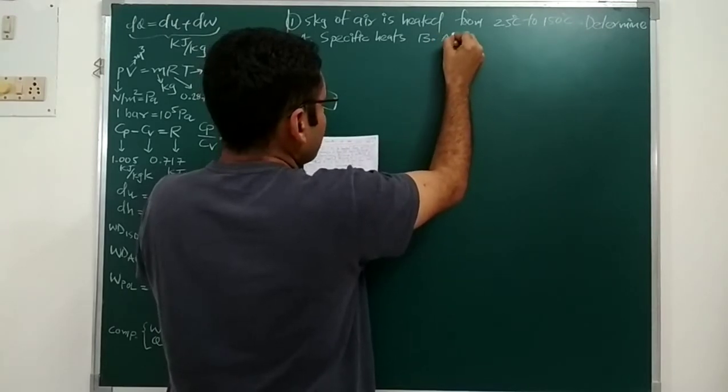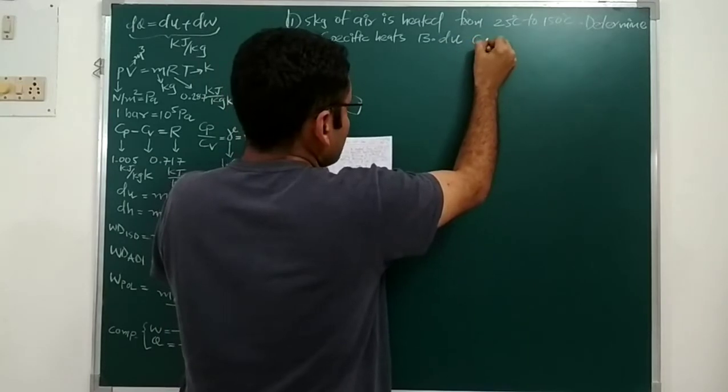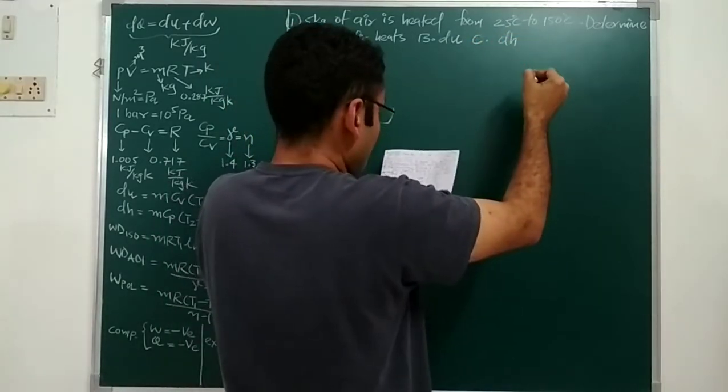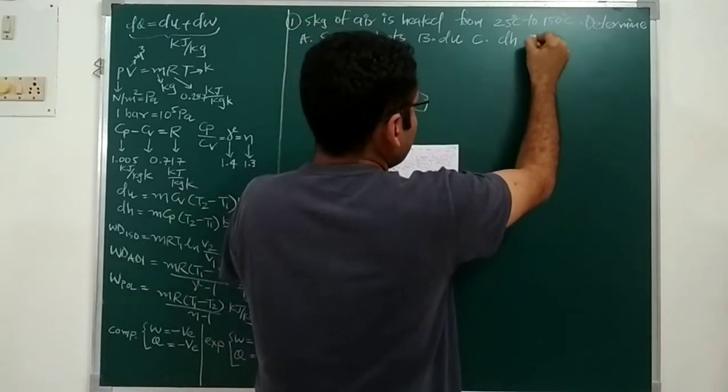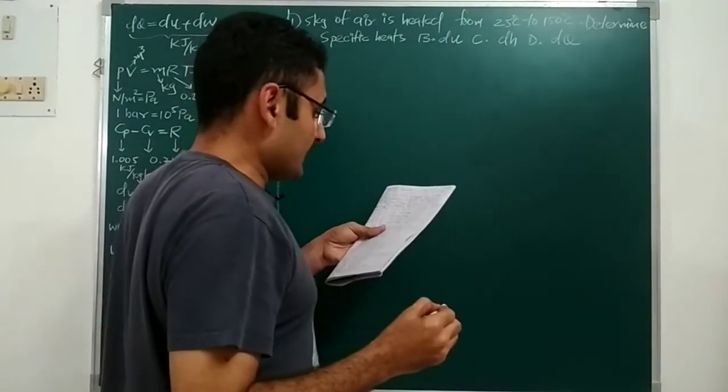So directly I will write du or delta u, any notation you can keep. Then C is the change in enthalpy, which means dh. Next is heat supplied. Heat supplied means dq, or you can say q also. Is anything else given?